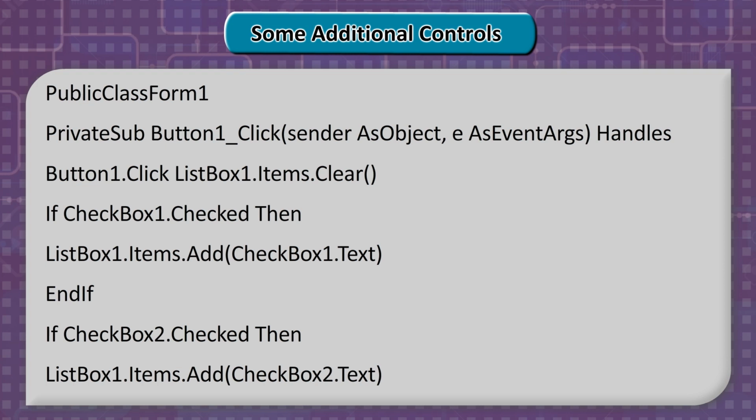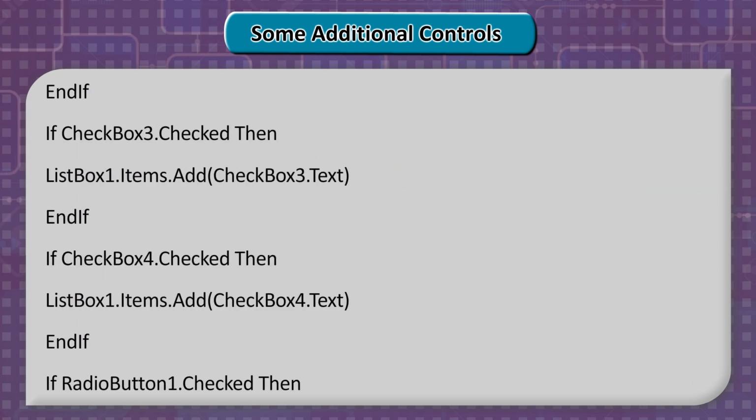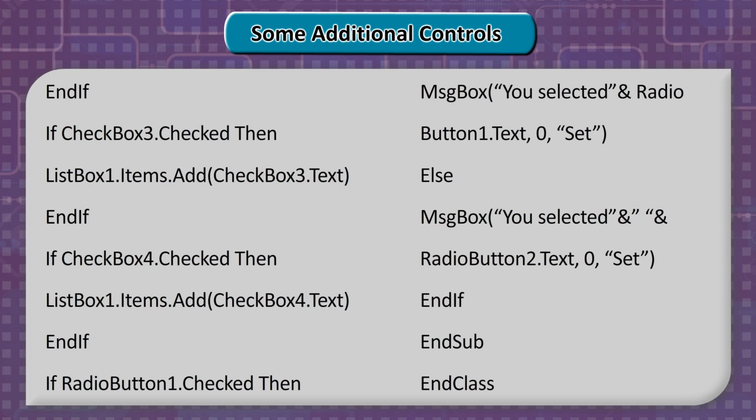Public Class Form1. Private Sub Button1_Click(sender As Object, e As EventArgs) Handles Button1.Click. ListBox1.Items.Clear(). If CheckBox1.Checked Then ListBox1.Items.Add(CheckBox1.Text). End If. If CheckBox2.Checked Then ListBox1.Items.Add(CheckBox2.Text). End If. If CheckBox3.Checked Then ListBox1.Items.Add(CheckBox3.Text). End If. If CheckBox4.Checked Then ListBox1.Items.Add(CheckBox4.Text). End If. If RadioButton1.Checked Then MsgBox("You selected" & RadioButton1.Text), else MsgBox("You selected" & RadioButton2.Text). End If. End Sub. End Class.